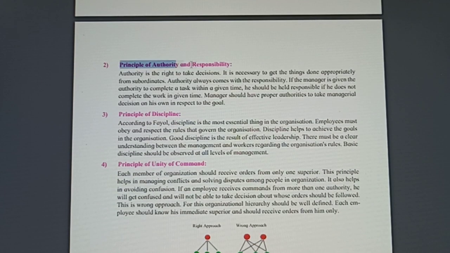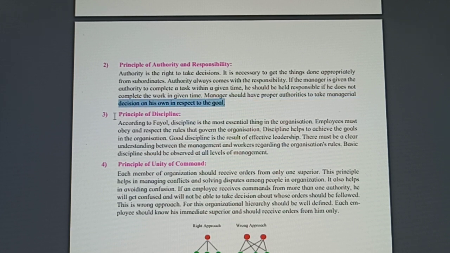Second, principle of authority and responsibility. If you have given some person authority, then you should give him the responsibility also. You cannot say, okay, I am giving you this work, but you should not be responsible for the same. No, if he is responsible, then give him the authority, or if you are giving him the authority, make him responsible for doing that work. So a manager should have proper authority to make managerial decisions on his own in respect of the goal.